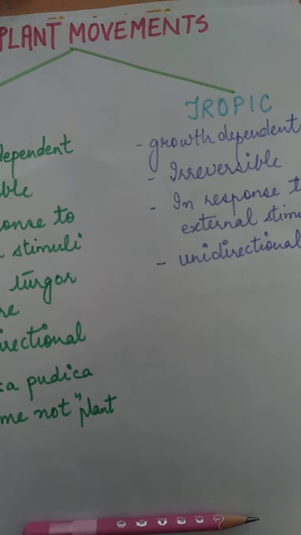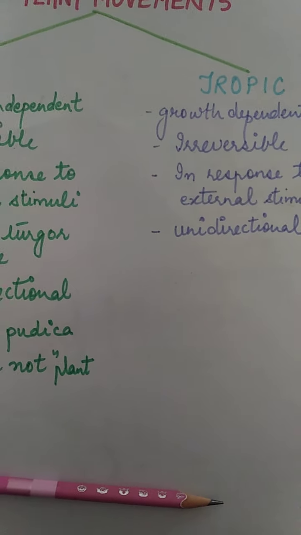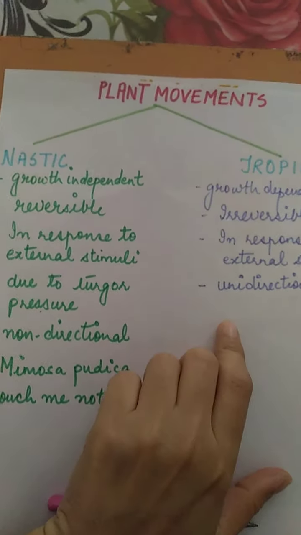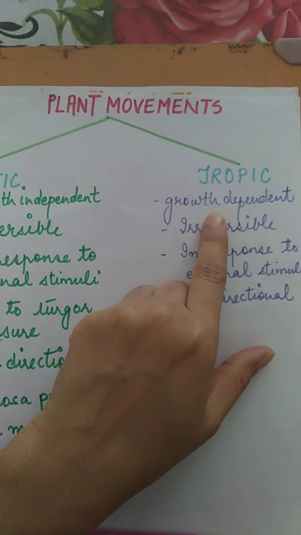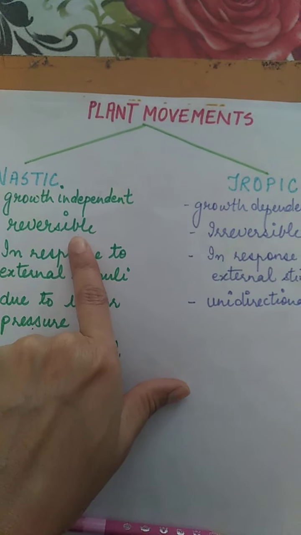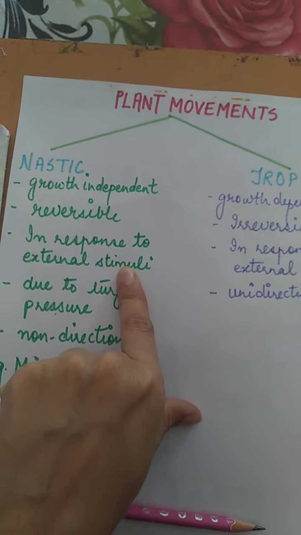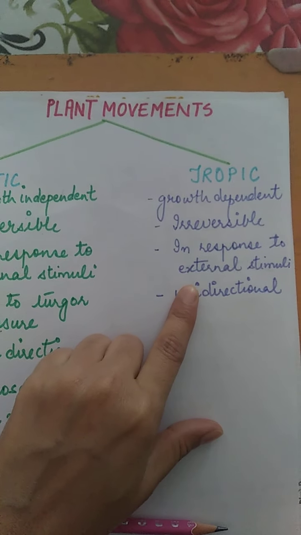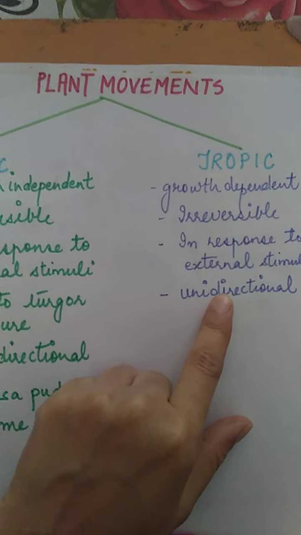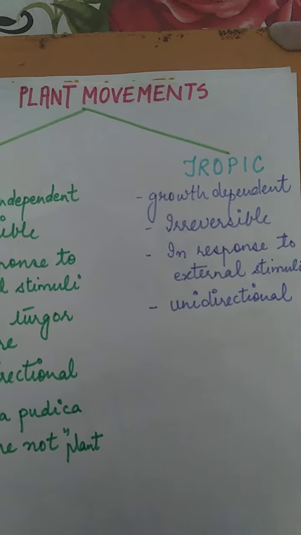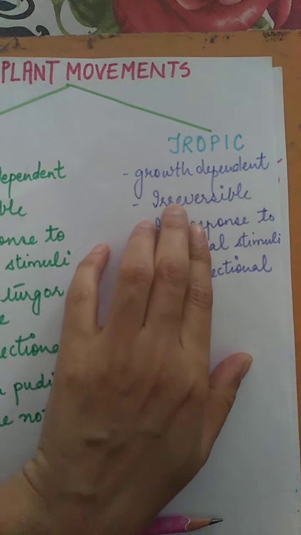Now we take a look at tropic movements. Tropic movements show some characteristics which are just opposite to those of nastic movements. Nastic movements are growth independent; tropic movements are growth dependent. Nastic movements are reversible; tropic movements are irreversible. Yes, they are in response to external stimuli, they are also in response to external stimuli. Nastic movements are non-directional, but tropic movements are unidirectional. Now we'll talk about these tropic movements, the different types we generally see.